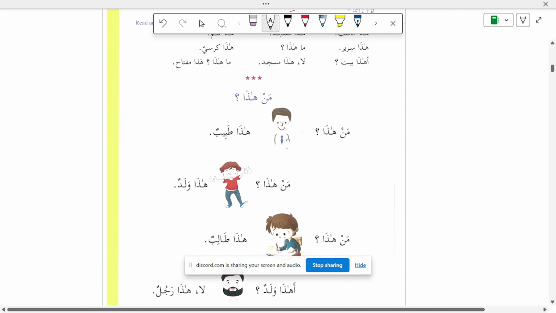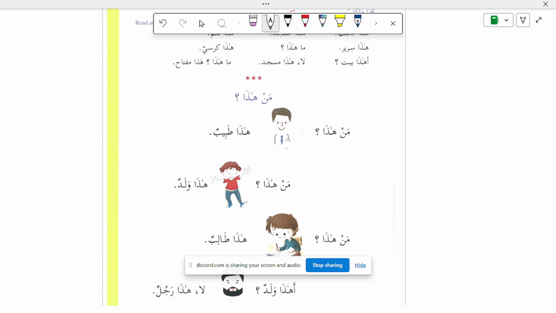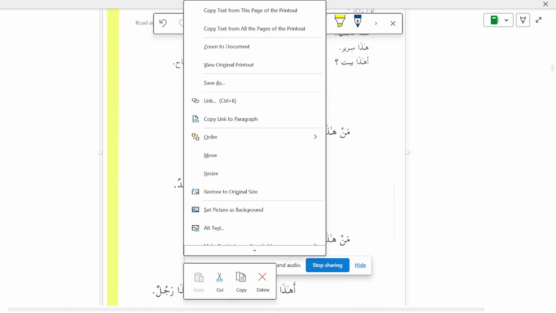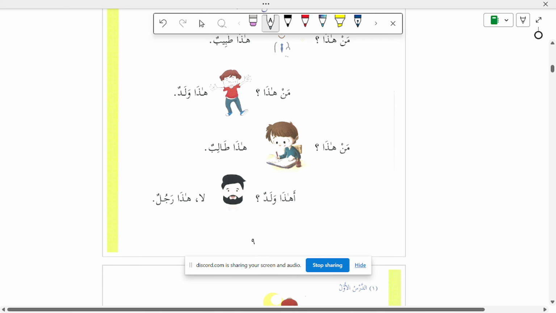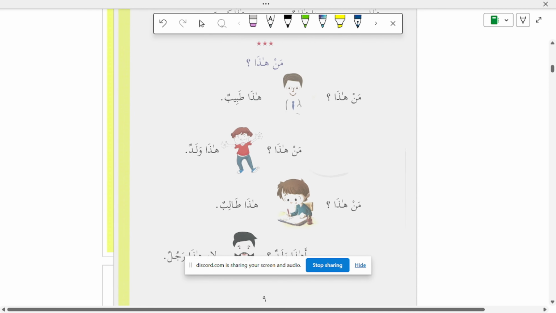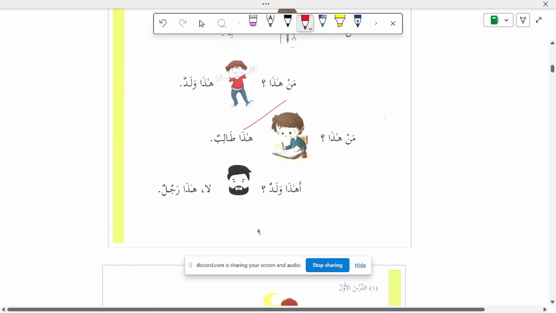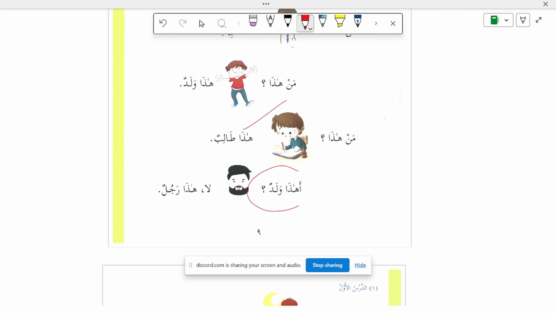Then is man haza. Whenever there is a person, a human who has wisdom, and you ask about that person, for a human you say man haza. Who is this? Man haza tabibun. And man haza waladun. And in the third example, man haza talibun. This is a student.